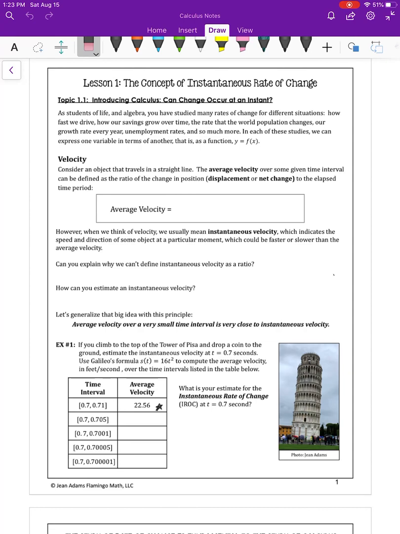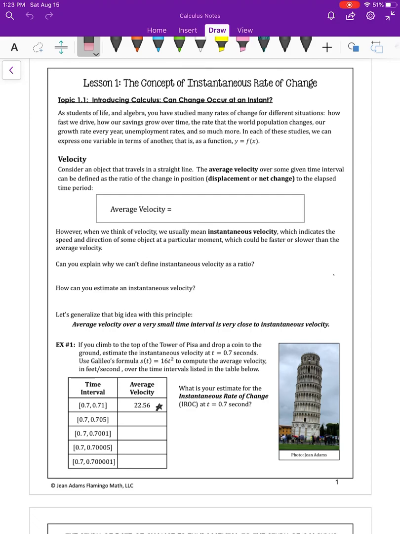So when we start looking at that, it's like, what are the things in our life that we have had experiences with where we are looking at rates of change? How fast we drive, how fast our savings grow over time, our growth rate every year, maybe unemployment rates you've looked at. We can look at that as a function, okay? And we're going to look at velocity first because, of course, when we're talking about a rate of change, the most common one that we study in physics is velocity.